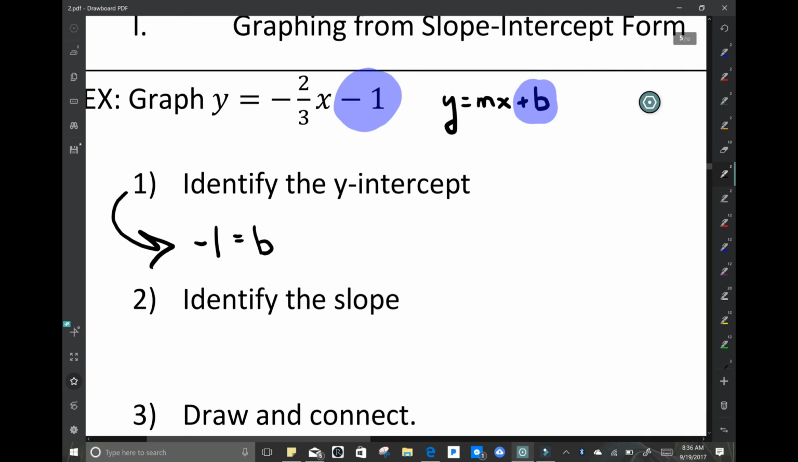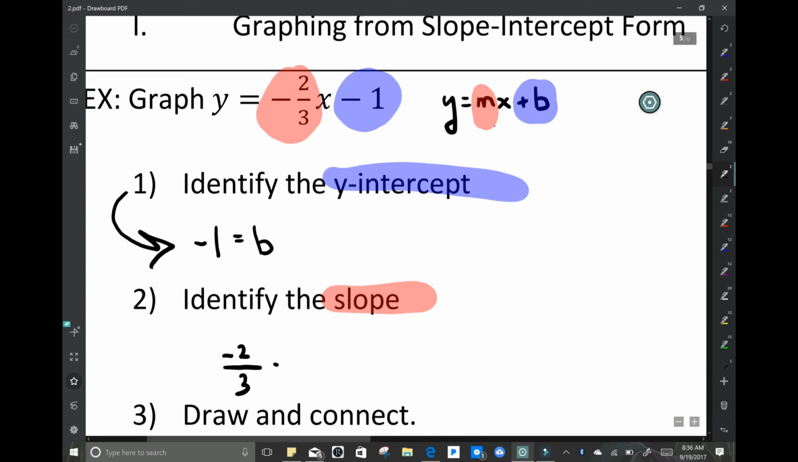The other thing going on is the number in front of the x, the coefficient in front of the x, and in our case, that's a negative 2/3. So m is your slope, okay? Y-intercept is b, m is your slope, that's negative 2/3.